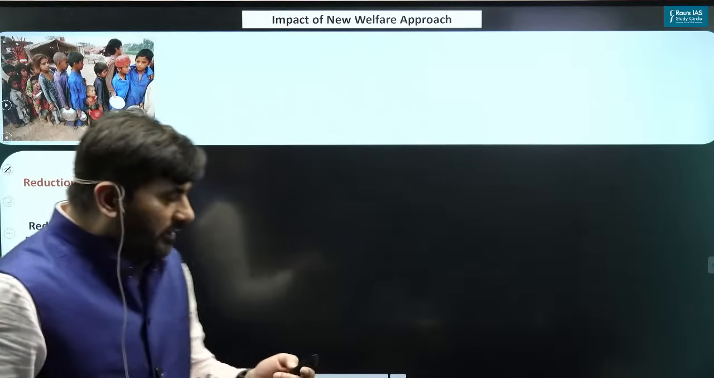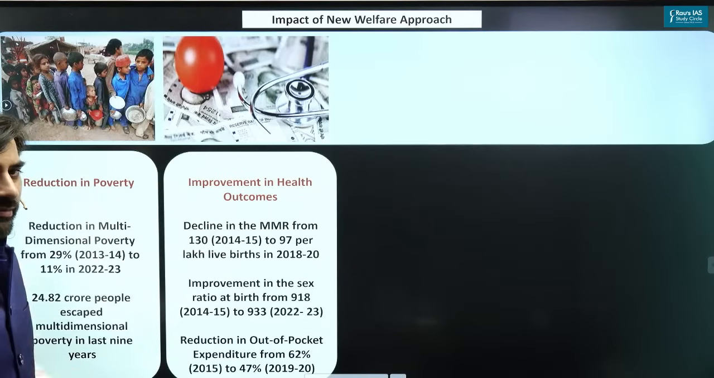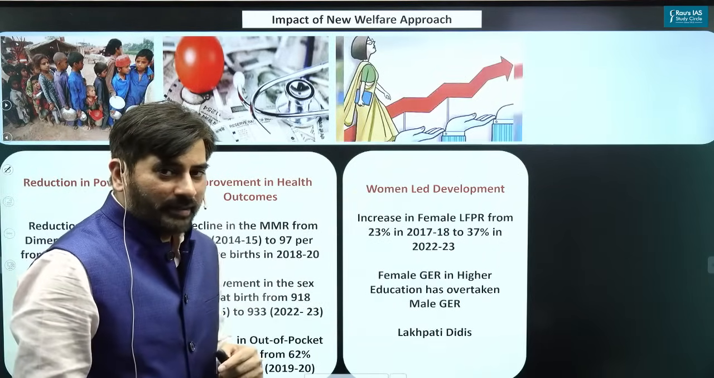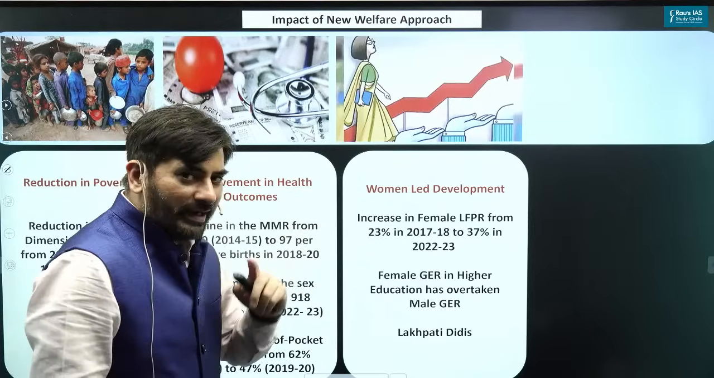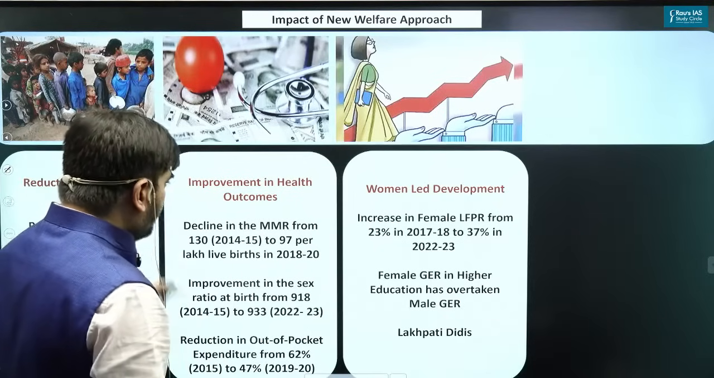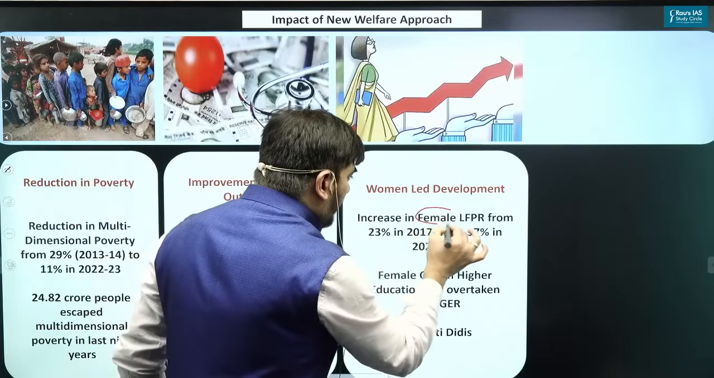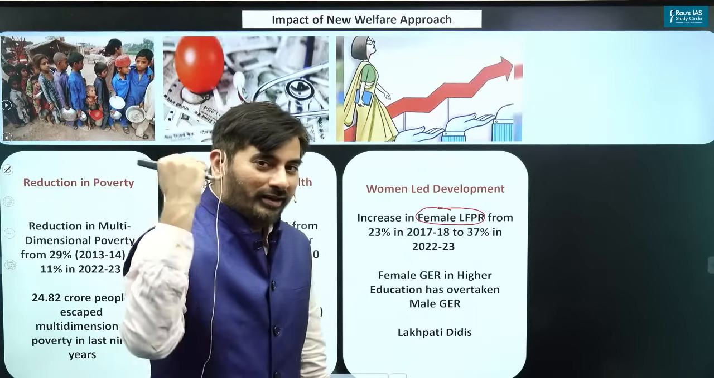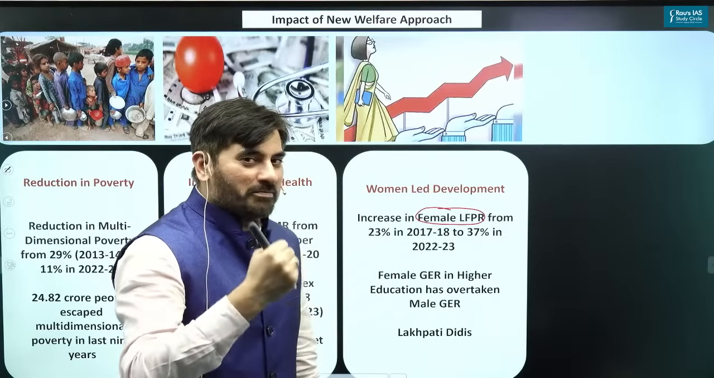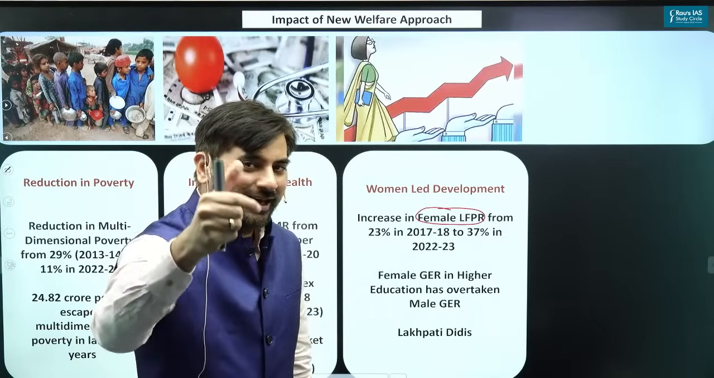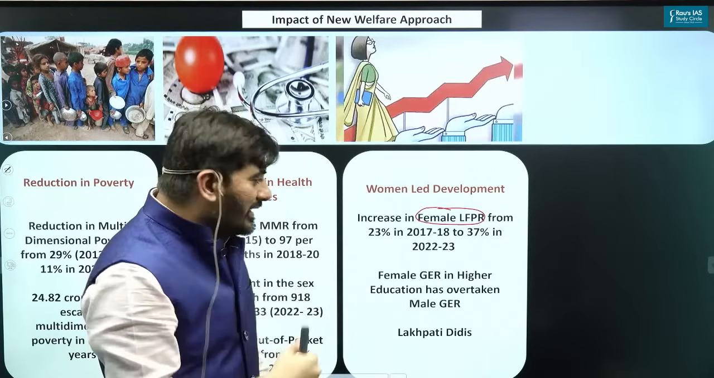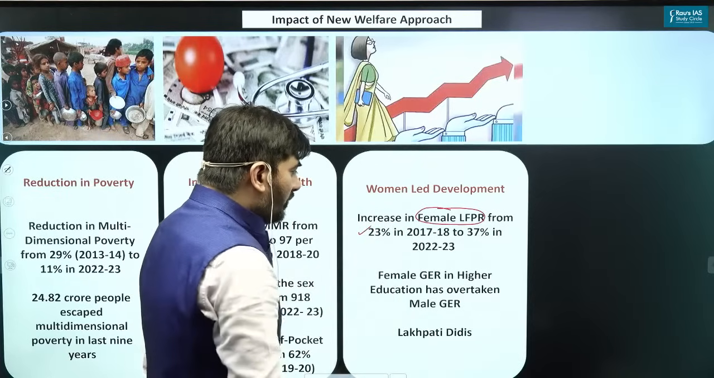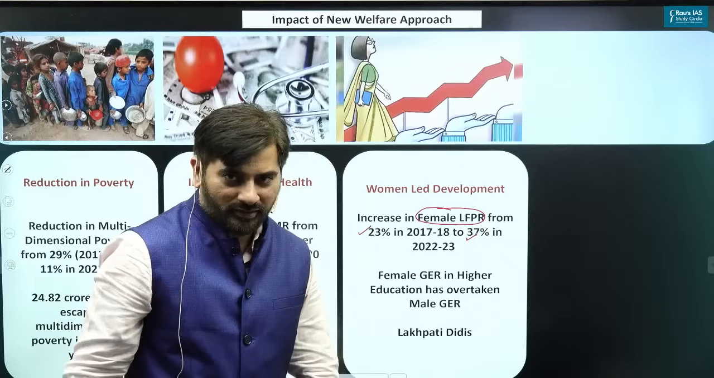Not just this, we have seen an improvement in health outcomes. We have seen an improvement in terms of women-led development. In particular, focus on the women-led development. And can you see here that the overall female labor force participation rate in India, which was so far on decline, has actually increased in the last 5 years. For example, the female labor force participation rate has increased from 23% to 37%.